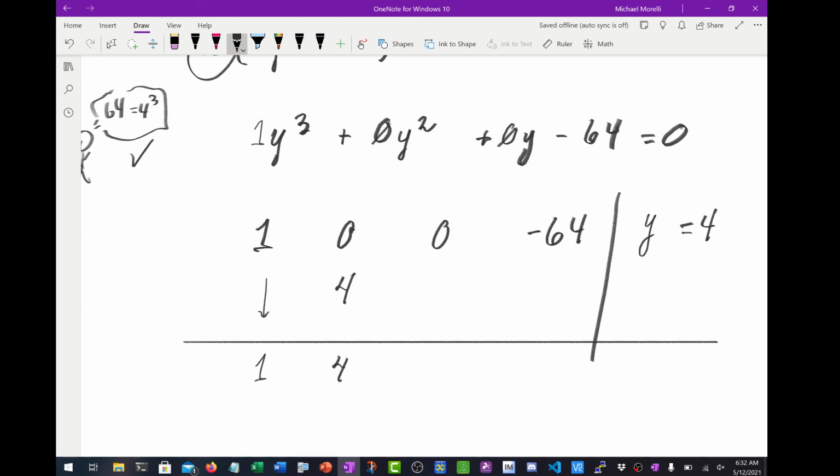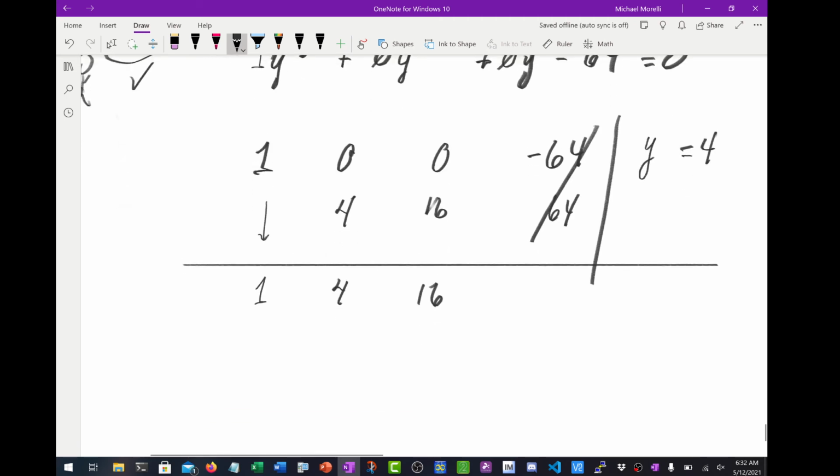4 times 4 is 16. 0 plus 16 is 16. 4 times 16 is 64. Negative 64 plus 64 is 0. So this is my resulting quadratic, 1x squared plus 4x plus 16.